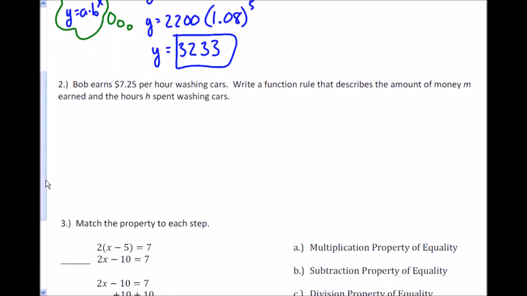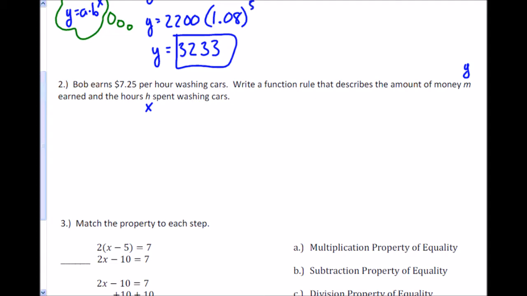For number 2, it's telling us that Bob earns $7.25 an hour for washing cars. And we want to write a function rule that describes the amount he's earning m in terms of the number of hours. So instead of having an x and a y, I'm going to have an m and an h. So m is going to be like my y, h is going to be like my x value.